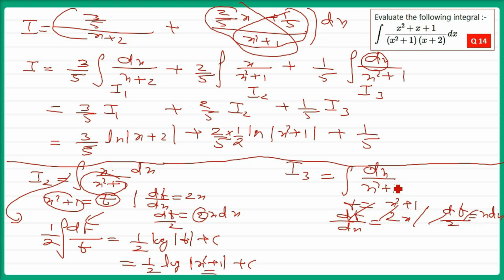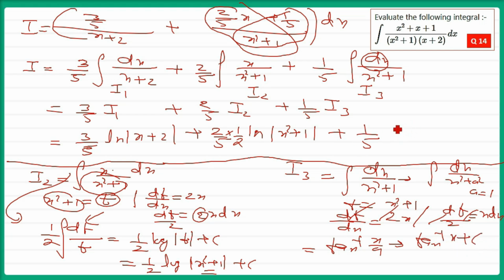So integration of dx divided by x square plus a square, let me write it in a formal way. It will be equal to, if a equals 1, simply tan inverse x by a. So tan inverse x by a, x is what? It's x. A is what? 1. So it will be tan inverse x. So add a constant of integration if you want to all of this. This is 1 by 5 tan inverse x plus a constant of integration.